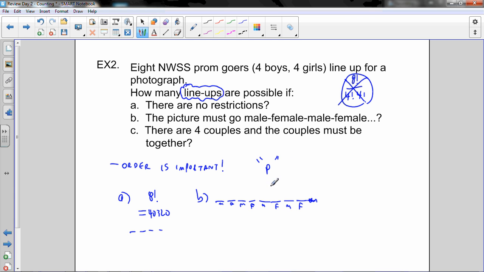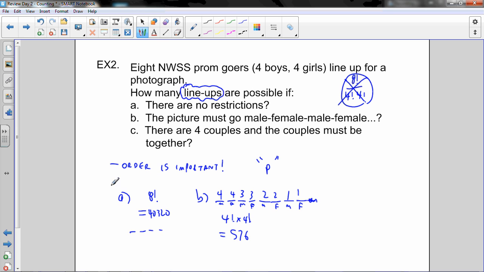And so how many choices? Well, if it's got to go male, female, then there are 4 choices for that one, 3 there, 2 there, and 1 there. Well, how many choices for the females then? It's the same thing, in fact, isn't it? A little bit of weirdness, but this is just 4 factorial times 4 factorial. Put that into a calculator and you should get 576.